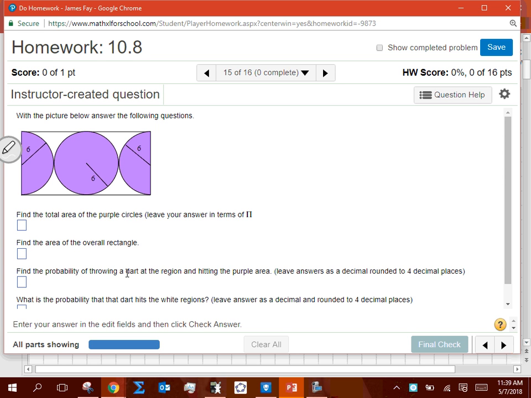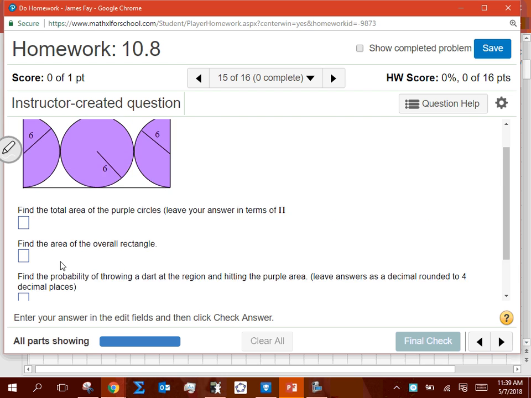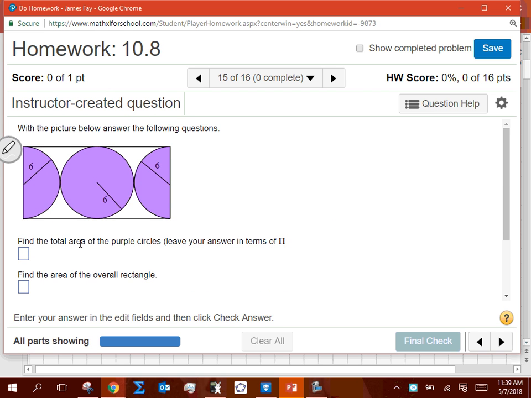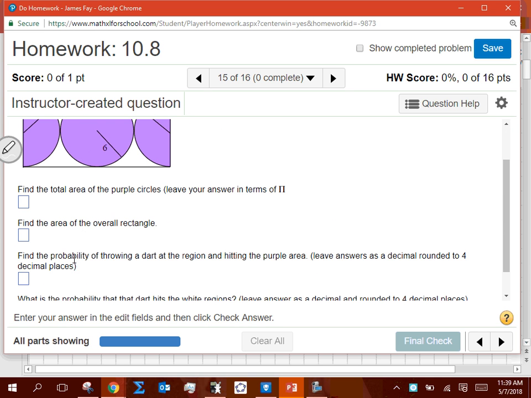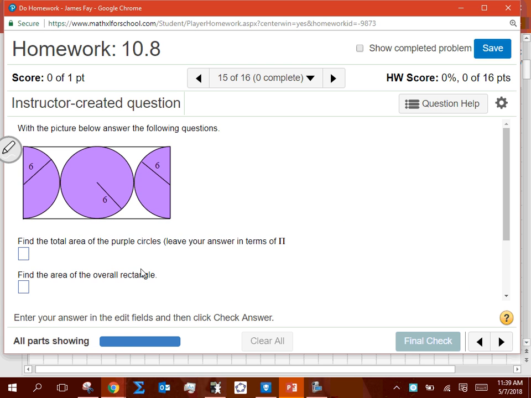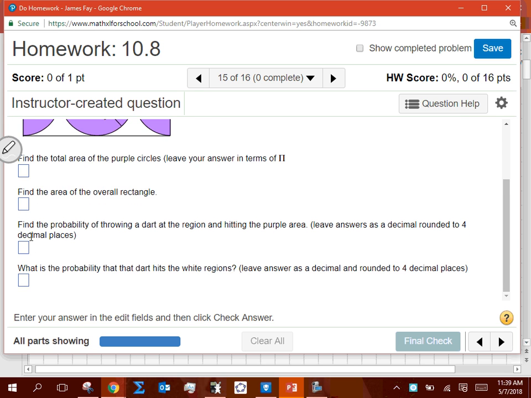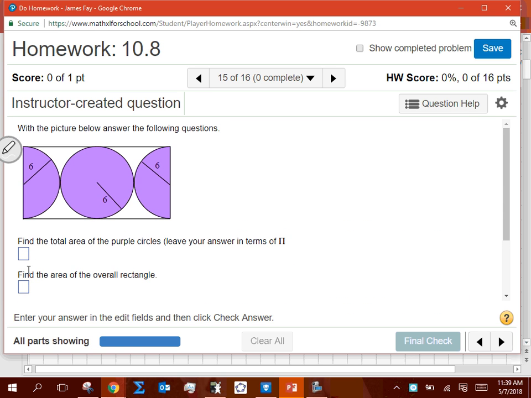All right, so I try to walk you through the process here with asking you to find the area of the purple, find the area of the rectangle, and then find the probability of throwing a dart at the region and hitting the purple area, and then find the probability of hitting the white area. Because these two answers here are going to help you decipher what these probabilities down here are. So the first two are necessary.